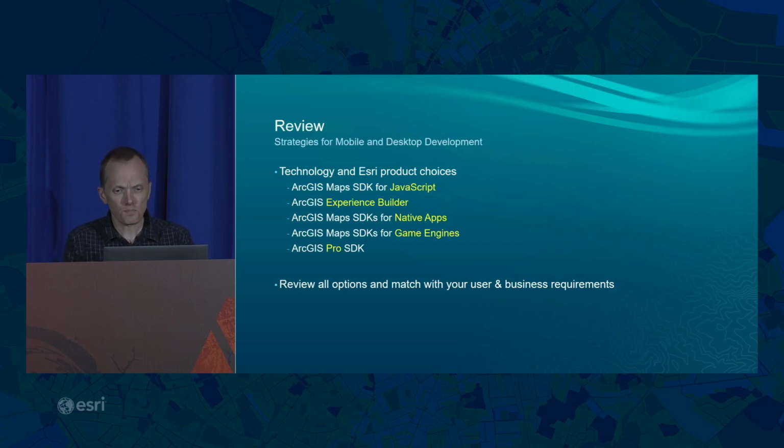So in terms of your choices as a strategy for building desktop and mobile applications, we had the ArcGIS Maps SDK for JavaScript. We looked at ArcGIS Experience Builder, and then we looked at the Maps SDKs for native apps, the Maps SDKs for game engines, and the ArcGIS Pro SDK. So a product-centric view of different options for building applications and all of the considerations and then the pros and cons in each case. Ultimately, you'll want to review all of the options that are available to you and then match those with your user requirements and your business requirements.